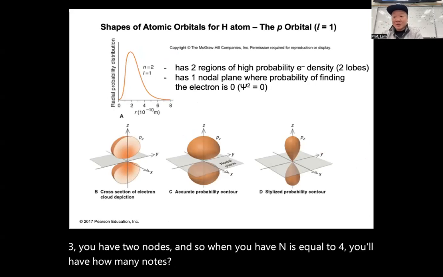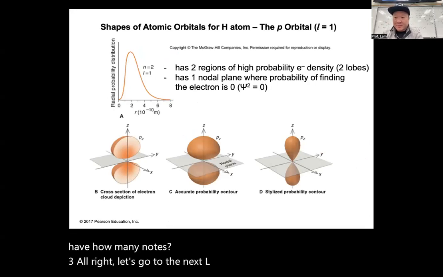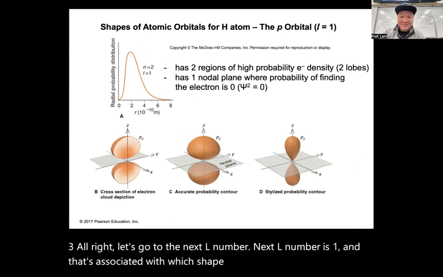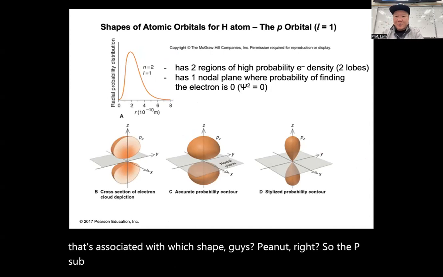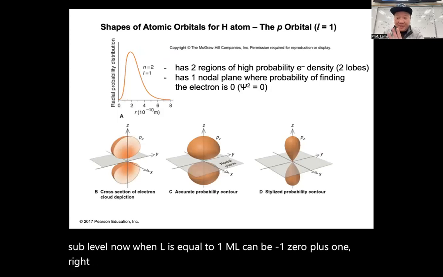All right, let's go to the next l number. The next l number is 1, and that's associated with which shape, guys? Peanut, right? So the p sublevel. Now, when l is equal to 1, ml can be -1, 0, +1, right? So you'll see that you have 3 p orbitals.